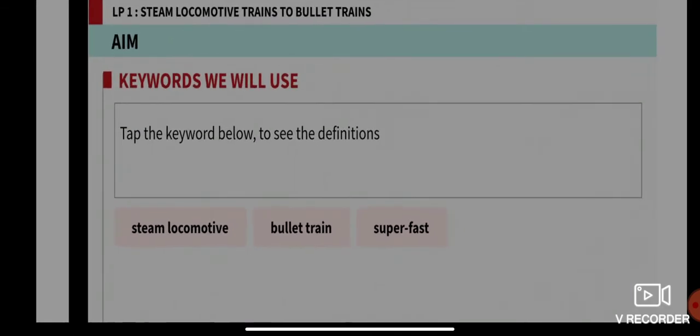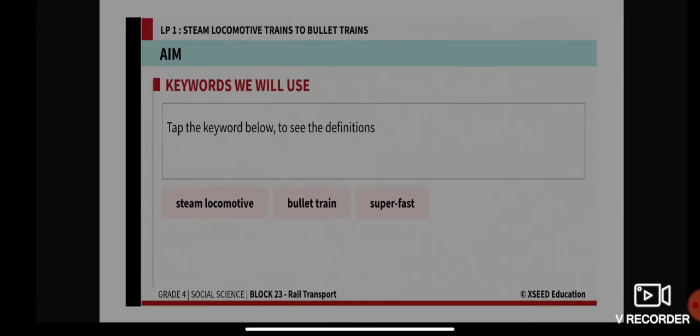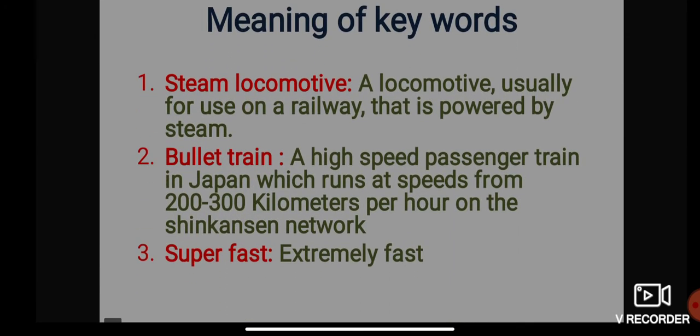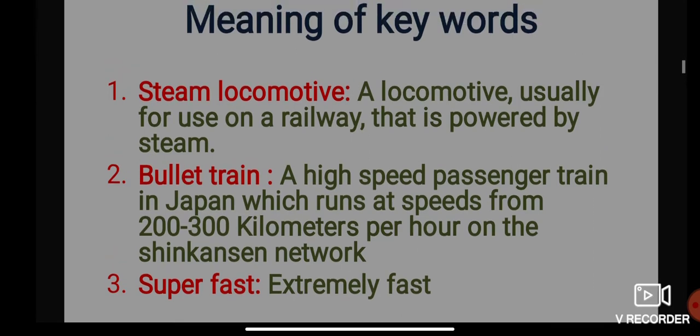The keywords that we will use today are steam locomotive, bullet train, and supervise. So let us first learn the meaning of the keywords. First of all, what is a steam locomotive? It is a locomotive usually for use on railways that is powered by steam. It is an engine, okay?